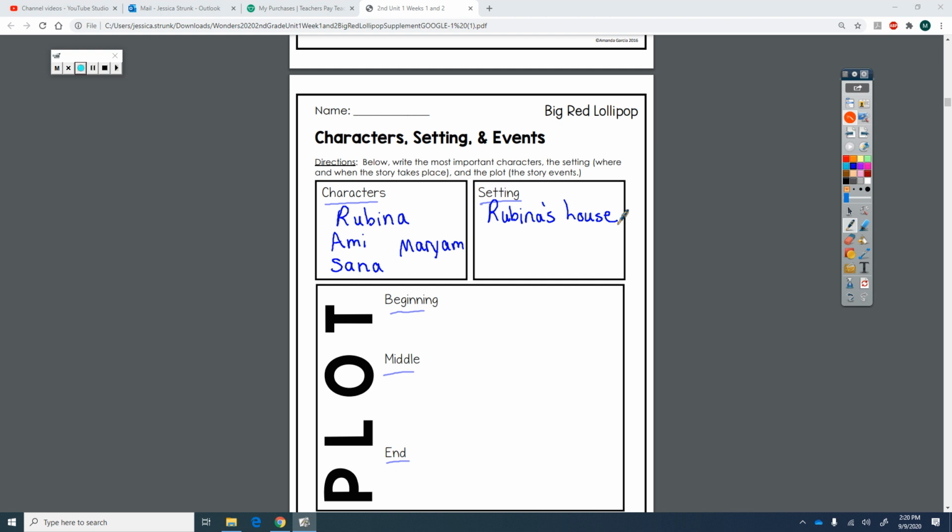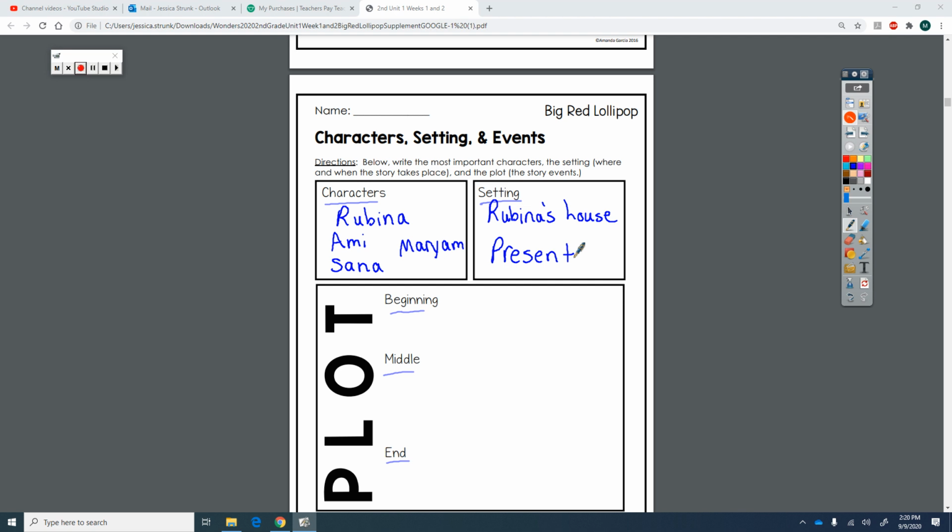And sometimes all we can put is present day, which means we know it wasn't happening way in the past, and we know it wasn't happening way in the future. It's happening now, which is called the present. So we're going to say Rubina's house in the present, which means it could be happening right now.